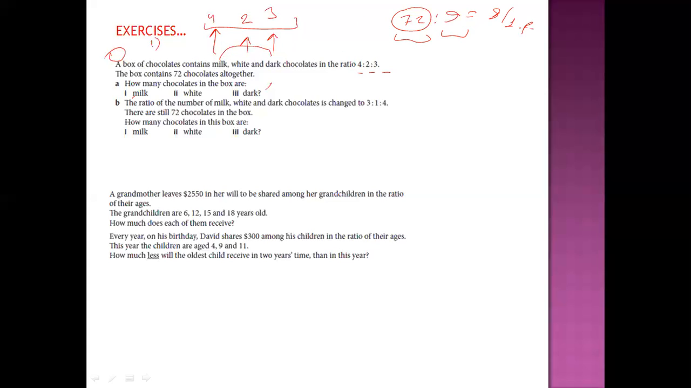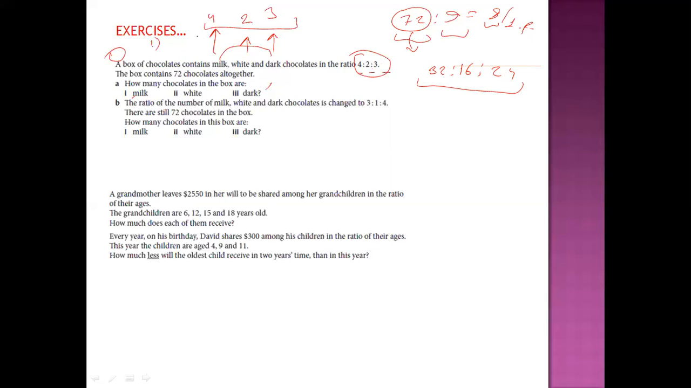So, as you see here, the ratio of milk is 4. So we should multiply 4 times 8 is 32. And the second ratio, white, is 2. 2 times 8 is 16. And the last one is 3 times 8 is 24. When you add all the numbers, you will get the original number of chocolates, 72. So let's check it. 48 plus 24 is 72.